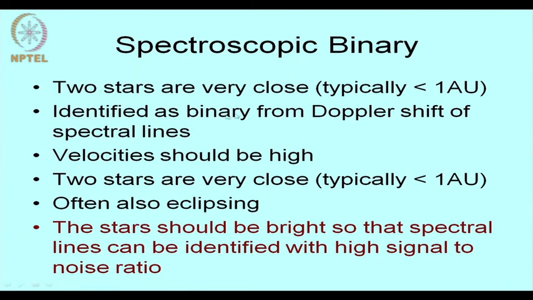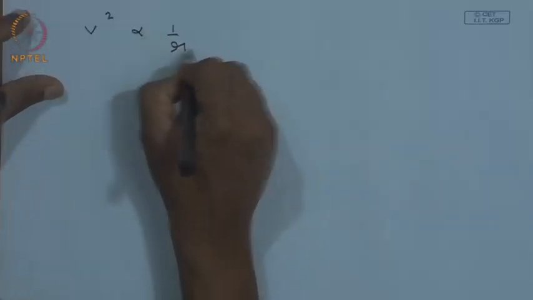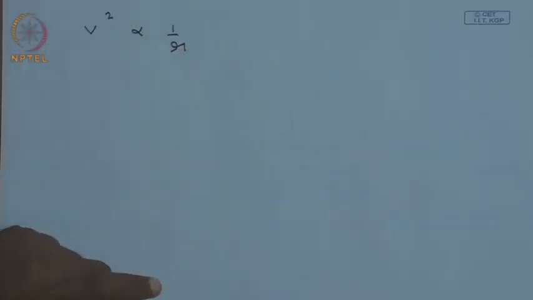For appreciable Doppler shifts, you need the velocities to be high, and for the velocities to be high, the semi major axis of the orbit has to be small, which is why you require the two stars to be very close. For a circular orbit, we know that V squared is proportional to 1 by r, right. So, you would like the velocity to be large.